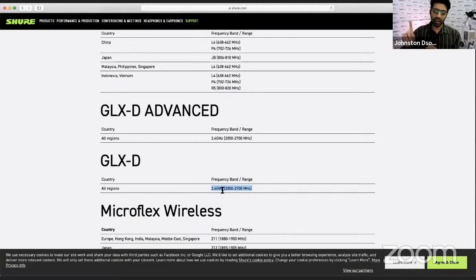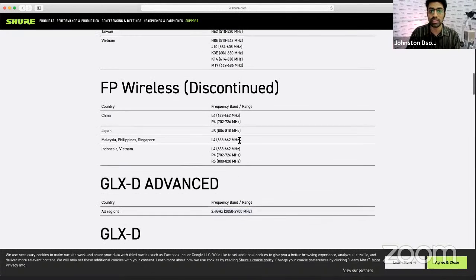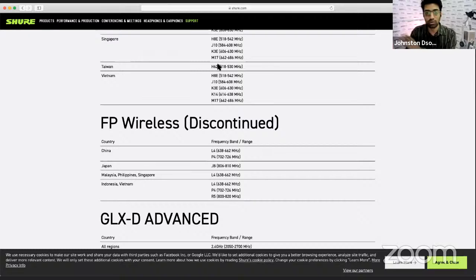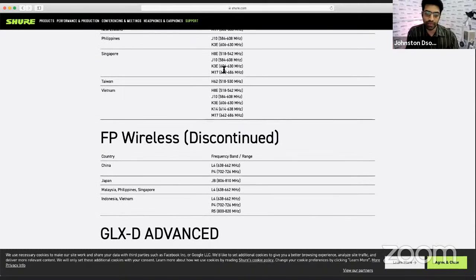Now, higher doesn't always mean better. 2.4 gigahertz and onwards is all taken up by Bluetooth and Wi-Fi, as I told you, so you may not find a free frequency range to use. But if your application is very small, say only one or two microphones, then it's okay. But the moment you get into pro use, for concerts with multiple microphones on stage, you should not go into 2.4 gigahertz. You go in the low frequency range between 300 to 700 megahertz. Is that very clear?